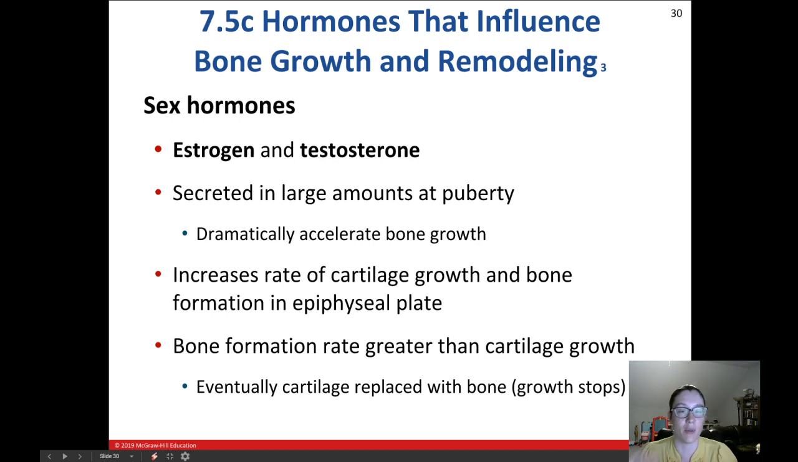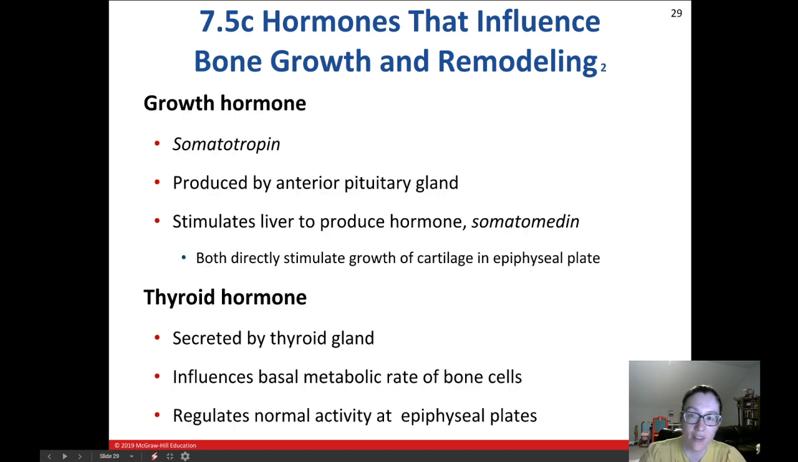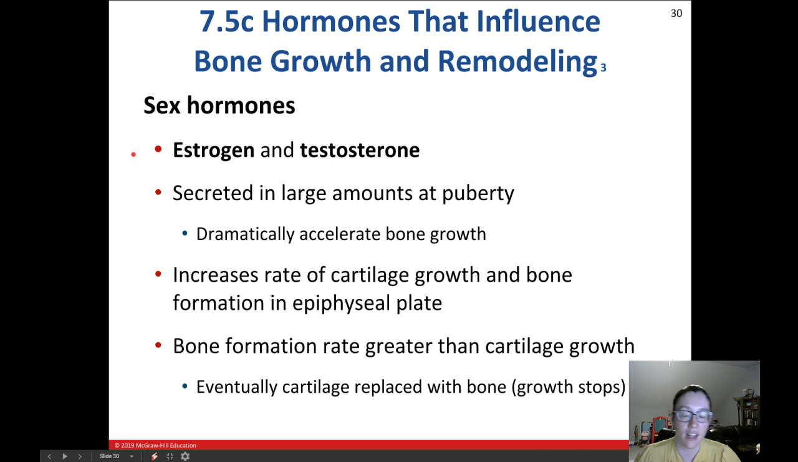Now, sex hormones are going to be most active in adolescence. Obviously, growth hormone and thyroid hormones still are, but they are also active in childhood. Once you get to adolescence, we're adding some more hormones into the mix. So the sex hormones, estrogen and testosterone, are going to be really important, and they're going to start being produced in great amounts during puberty. This is important because it dramatically accelerates bone growth. So think about the growth spurts that kids hit when they get to puberty. It's going to increase both the rate of cartilage growth and the rate of bone formation in the epiphyseal plate.